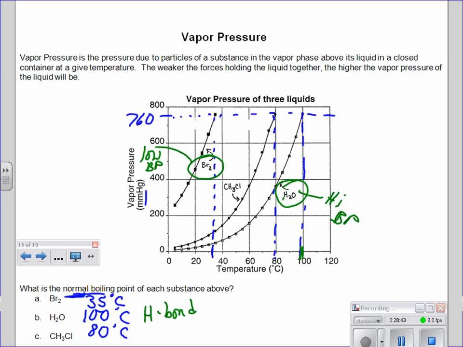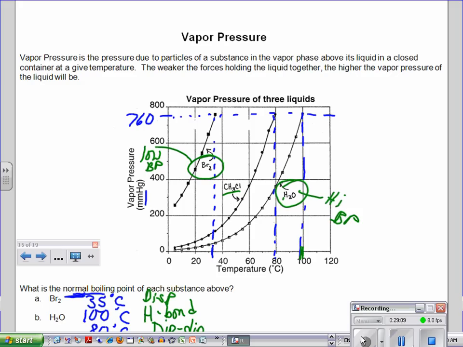And our bromine is going to be a much lower boiling point because what type of intermolecular forces? Dispersion. That's all it's got is London dispersion. And then the middle point, here we have a polar molecule, but hydrogen bonding is not taking place. So because of that, we are going to call that dipole-dipole. Okay, so now we see how there's a relationship between boiling points and intermolecular forces between these substances.